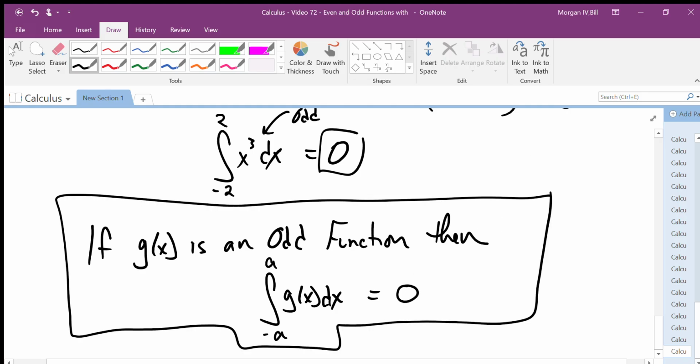All right, and that is using even and odd functions with the fundamental theorem of calculus.